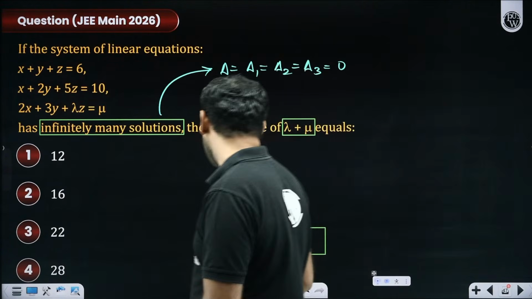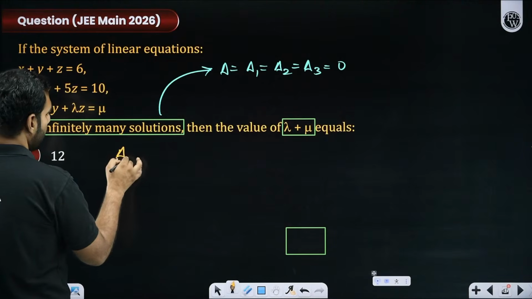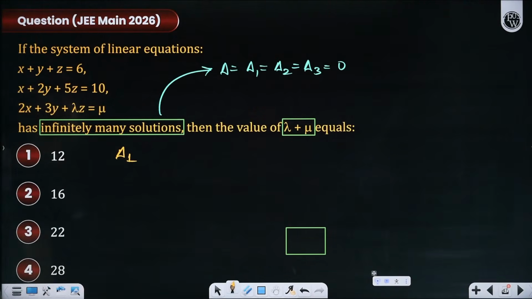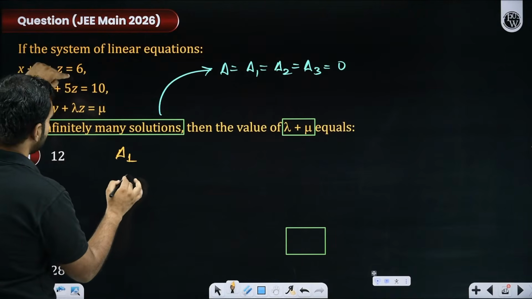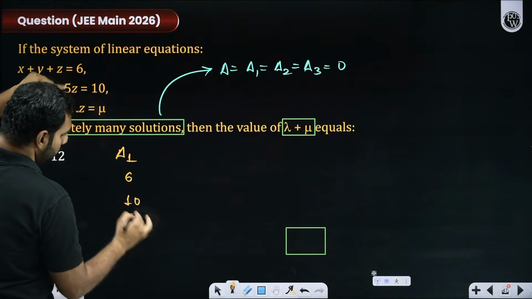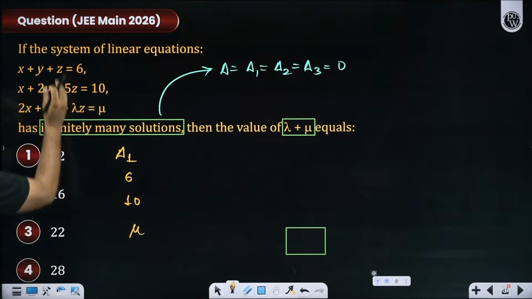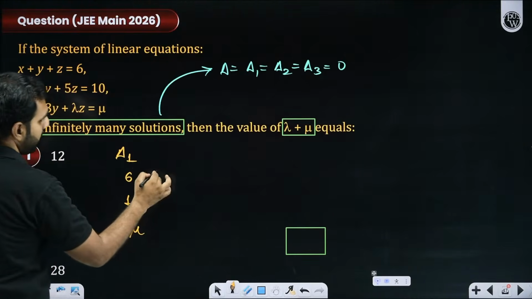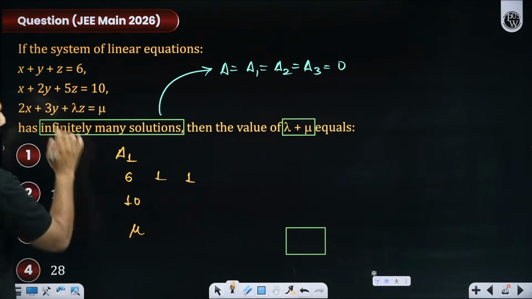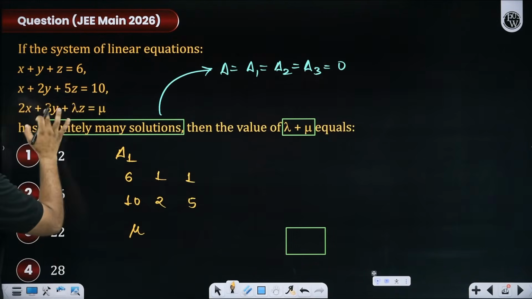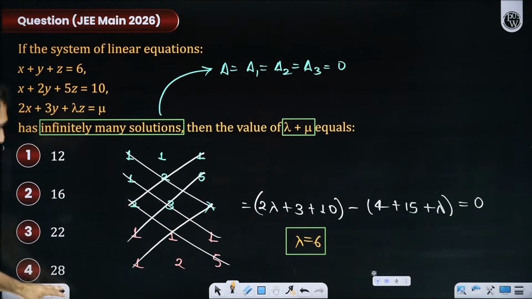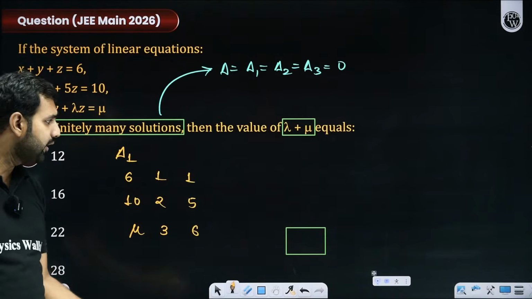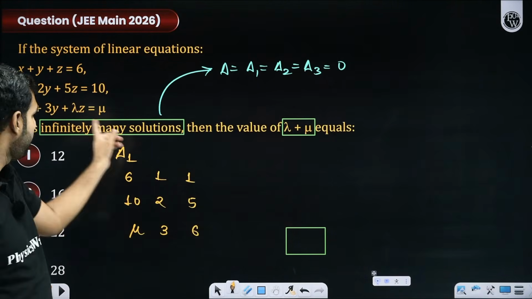For mu, let's work on delta 1 for a while. What is delta 1? In delta 1, the coefficients of x are replaced by the constant terms. So the coefficients of x are replaced by 6, 10 and mu. And then the coefficients of y and z remain intact. So 1, 1. Then 2, 5. And then it will be 3 lambda. But what was lambda? I think lambda was 6. Yes or no? So this will be delta 1. And we know that this should also be 0 for infinite solutions.